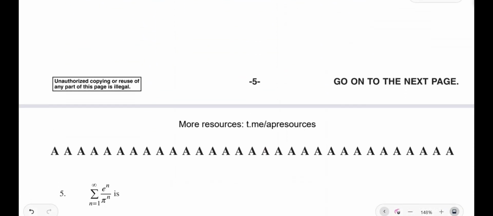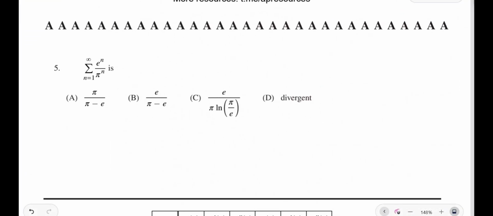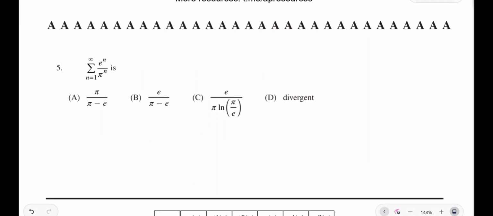Okay, so now number 5. We're given a series, and this is a geometric series. So you want to get the summation from the first term to the infinity term for e to the n over pi to the n. So if you recall, the formula for the summation of a geometric series, S sub n, to infinity would be equal to a sub 1 over 1 minus r. Right, so this would be the infinite sum of a geometric series if the series converges.